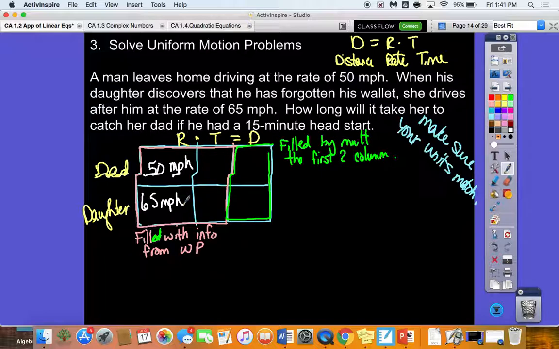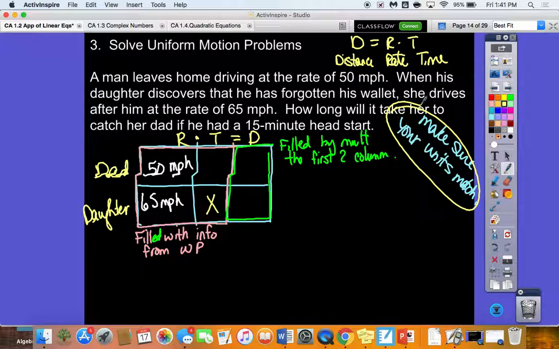The only thing that's told about time is things that you're going to have to infer. You just know that he's been on the road 15 minutes longer than her, but she's been on the road the shortest amount of time. So if I were you, I would come in for the daughter and put x because she's been on the road the shortest amount.